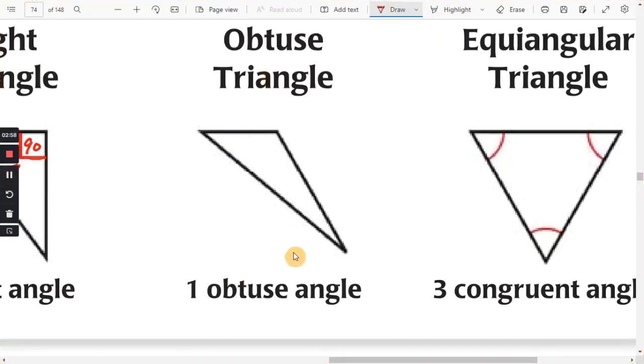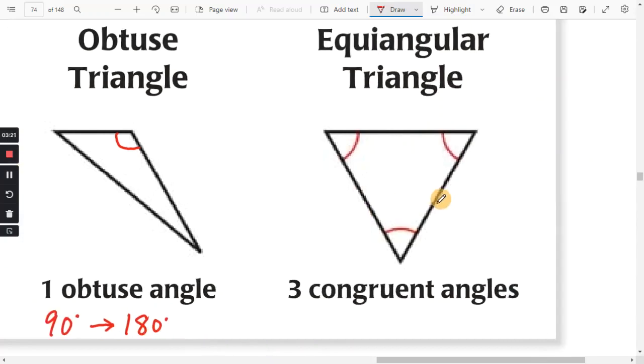The obtuse triangle has 1 obtuse angle. All right, so it just has 1 angle that's greater than 90 degrees. If you remember obtuse, it runs between 90 degrees and 180 degrees. Okay, not including 90 and not including 180. 180 is a straight angle, if you recall. And finally, an equiangular triangle is when all 3 angles are congruent.